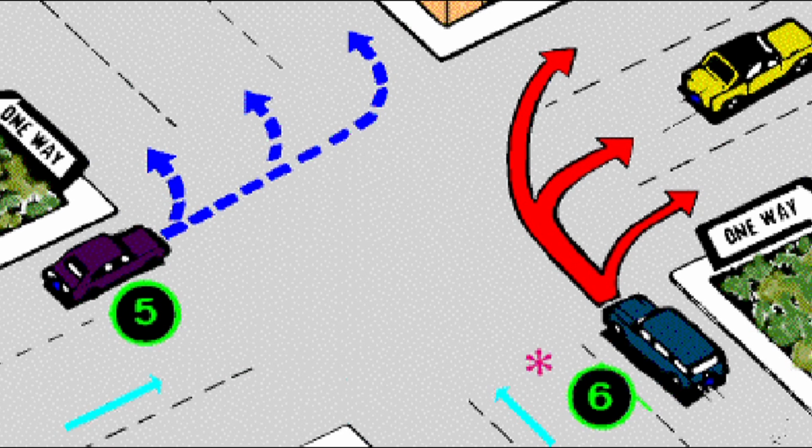Making a turn at a T intersection from a one-way into a two-way street. Through traffic has the right of way. You may turn either right or left from the center lane. Watch for vehicles and bicycles inside your turn.